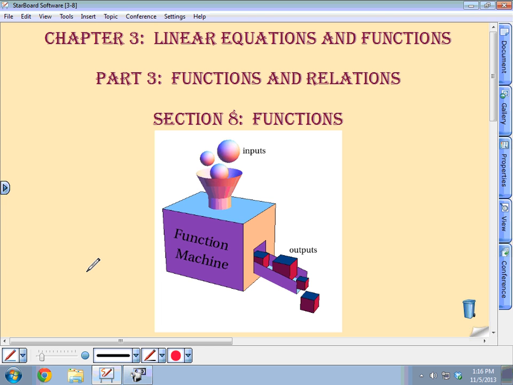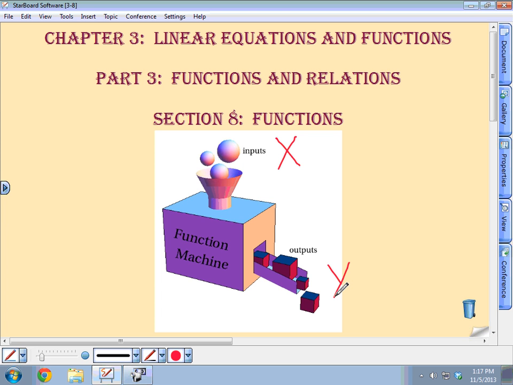And what you get out depends on what kind of function you have. So the function you have will determine what it does with your input. Okay? And so think of your input as this. Now this whole chapter we're talking about equations in two variables, x and y, two different unknowns. So think of your input as x. What you're going to put into your machine is going to be your x. And then you're going to get something out, which is y.